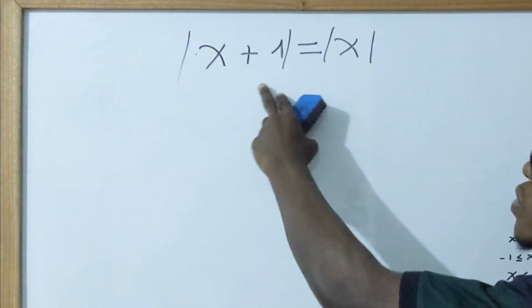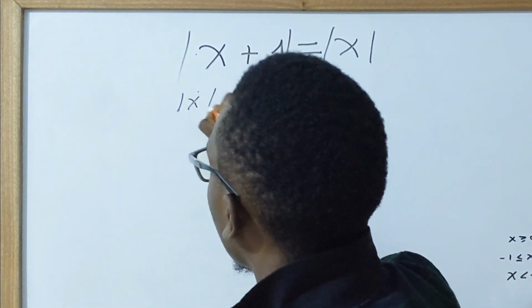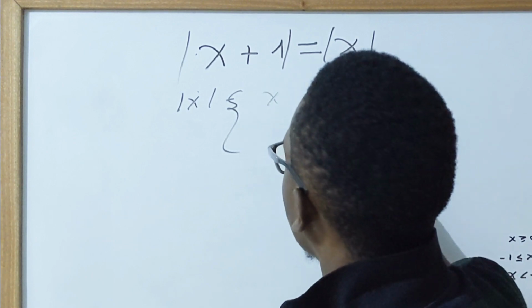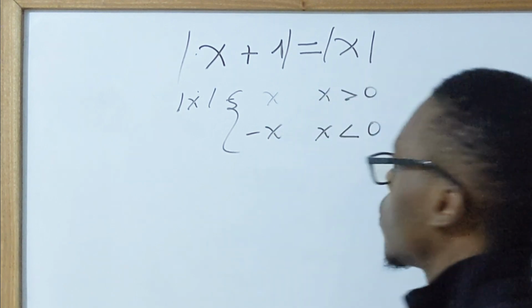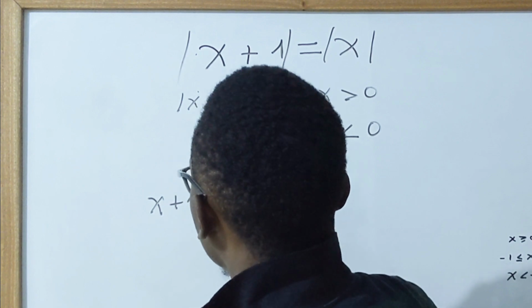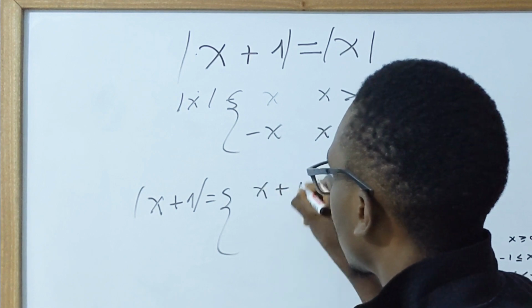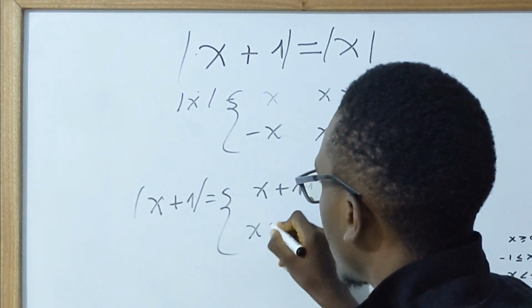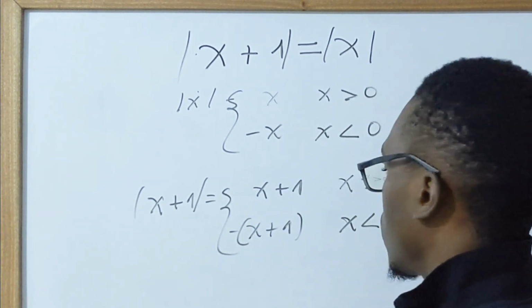Well, now if we introduce a modulus symbol to solve for this question. Okay, the modulus of x is equal to what? x, if x is greater than 0, and minus x, if x is less than 0. And for x plus 1, the modulus will be equal to what? x plus 1, if x is greater than 0, and negative of this, if x is less than 0.